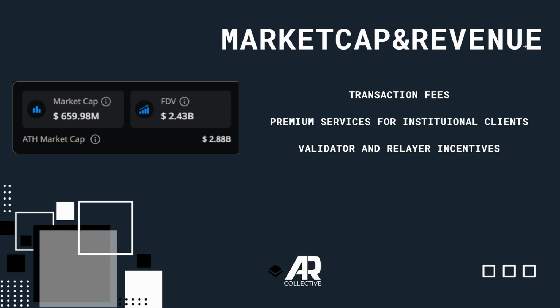Market cap and revenue. Their market cap at this moment is around $660 million, so it's not a high cap yet. It's a high-end mid cap. They had an all-time high market cap of $2.88 billion, so they have a long way to grow.